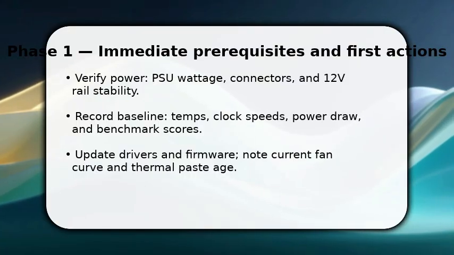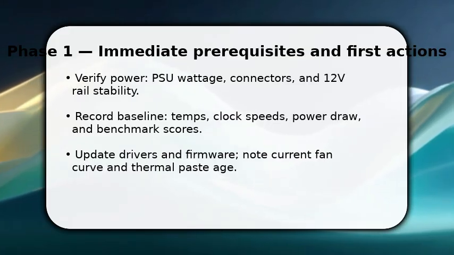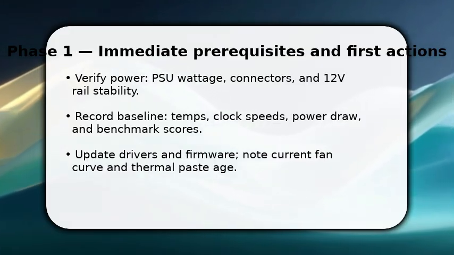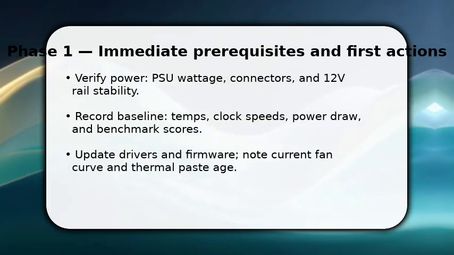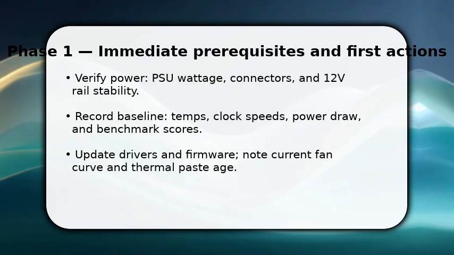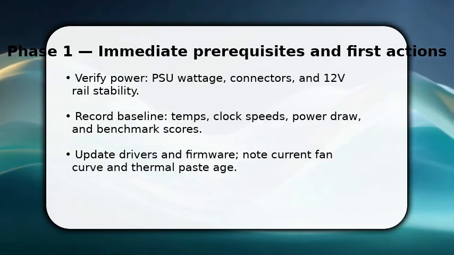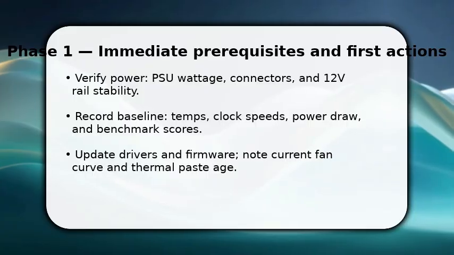You start by preparing the platform and creating a clear baseline so you know what changes affect performance. Check PSU capacity and connectors. Unstable 12V causes throttling. Run a short benchmark to capture temps, clock speeds, and power draw.